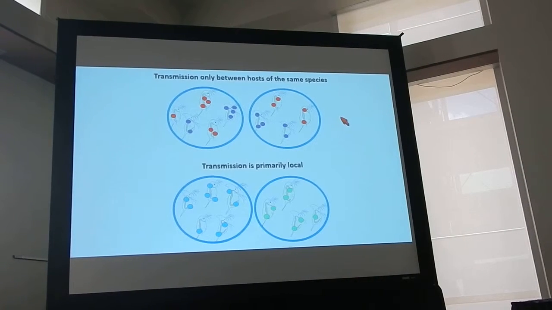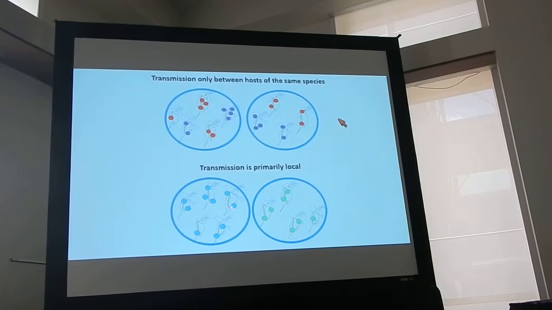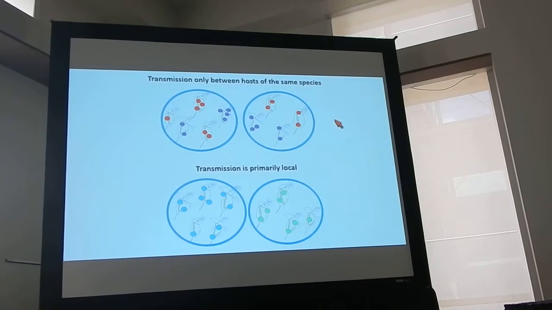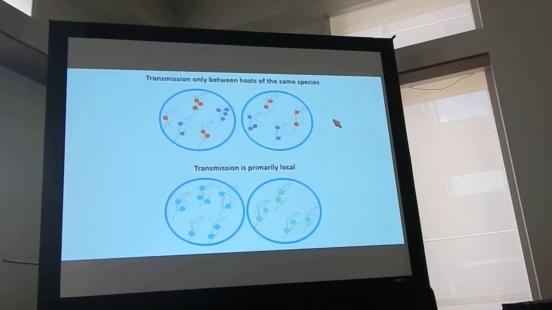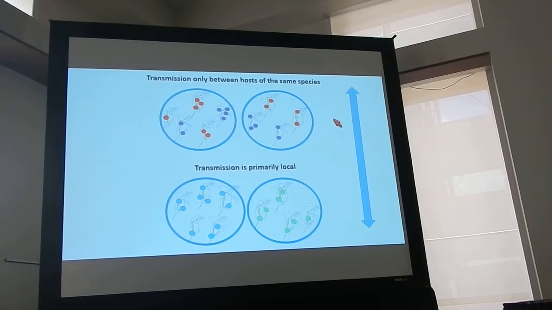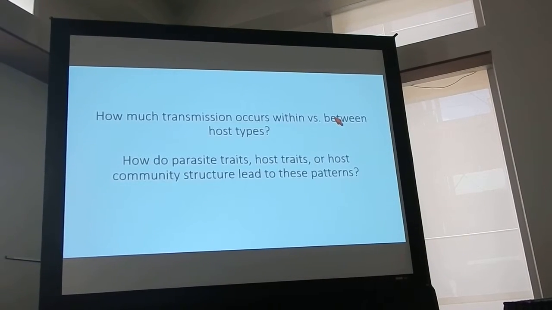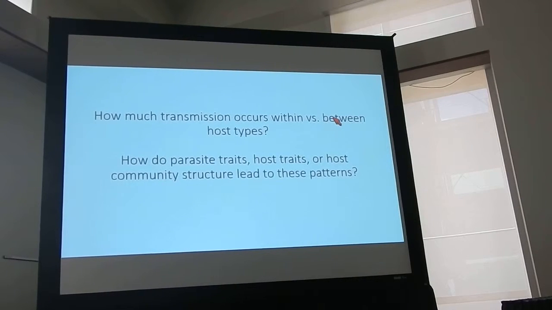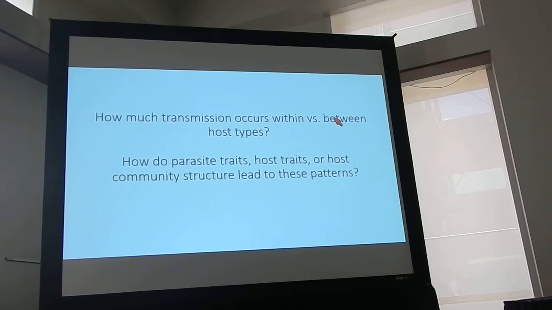On the other hand, we could perhaps see this transmission with parasites being able to transmit within a lake, infecting all the different host species found in that lake. And in this case, we predict to find the parasites in that lake to be more closely related to each other, even if they're infecting different host species. And perhaps there's some sort of spectrum here between these transmission dynamics. So I'm really interested in looking in my system how much transmission is occurring within versus between host types. And in the future, I'm really interested in tackling the question of what parasite traits, host traits, and host community structures can lead to these patterns.